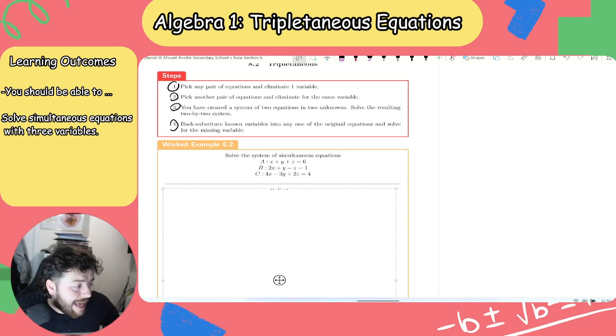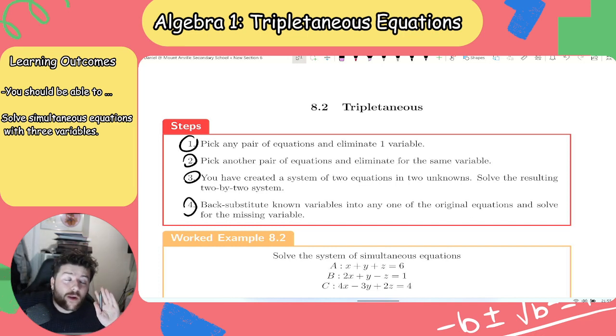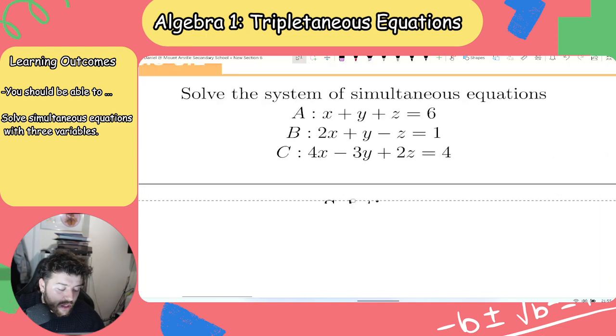Hello everyone. Okay, so today we're going to be looking at simultaneous equations with three variables. You've come across simultaneous equations before in Junior Cert, where you're solving two equations with two variables, maybe x or y. In Leaving Cert higher level, you're going to be asked to solve simultaneous equations with three variables. So it will look something like this.